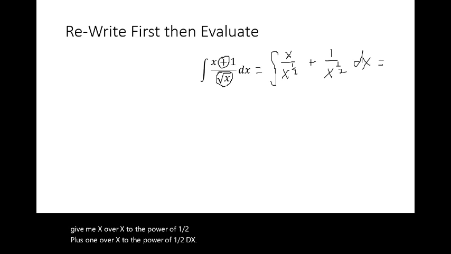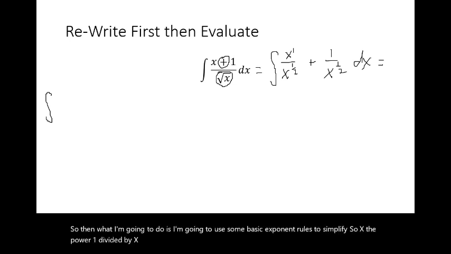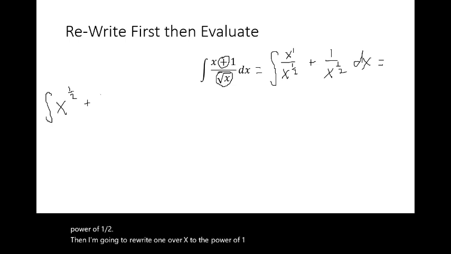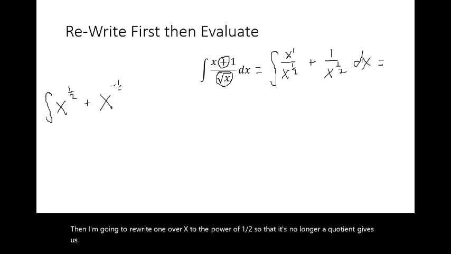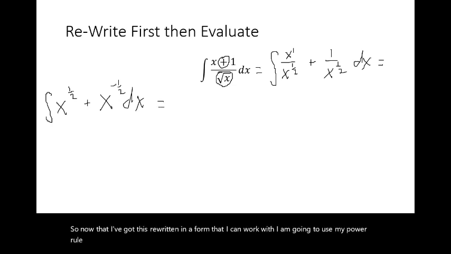So then I'm going to use some basic exponent rules to simplify. So x to the power 1 divided by x to the power of 1/2, I'm going to subtract the powers, gives me x to the power of 1/2. Then I'm going to rewrite 1 over x to the power of 1/2 so that it's no longer a quotient, gives us x to the power of negative 1/2 dx. So now that I've got this rewritten in a form that I can work with, I am going to use my power rule to take this integral one term at a time.